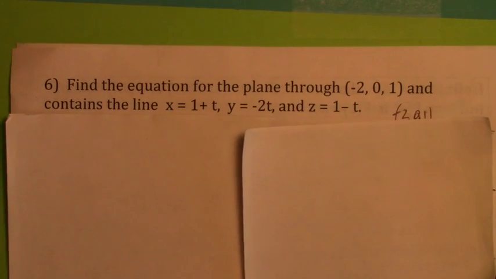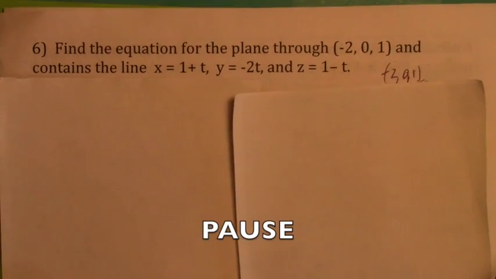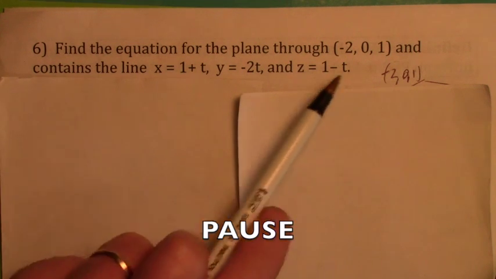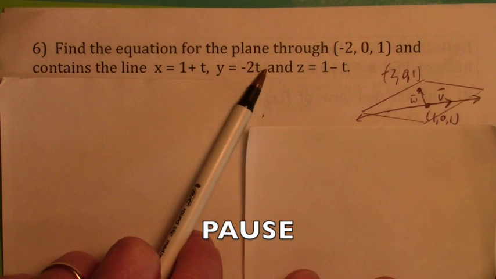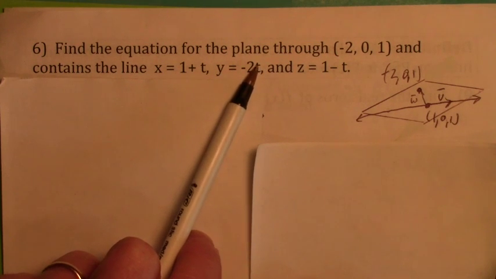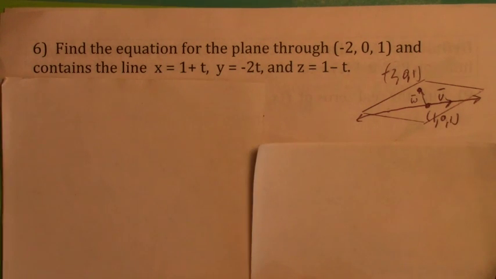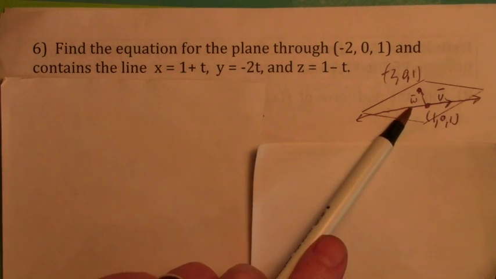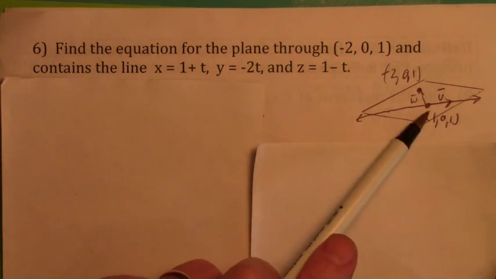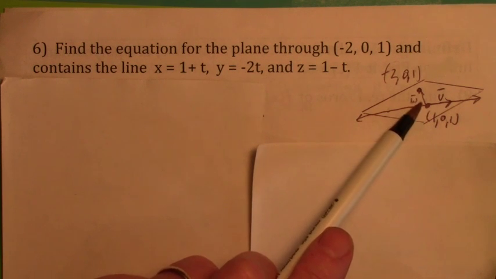Let's keep on going. How about this one? Find the equation for the plane through this point and that contains this line. That's kind of interesting. You might want to draw a picture on some of these. It might help. Okay, so look. Think of it like this. You need to have a normal vector, correct? You have a point. Well, the way you can get a normal vector is to cross two vectors.